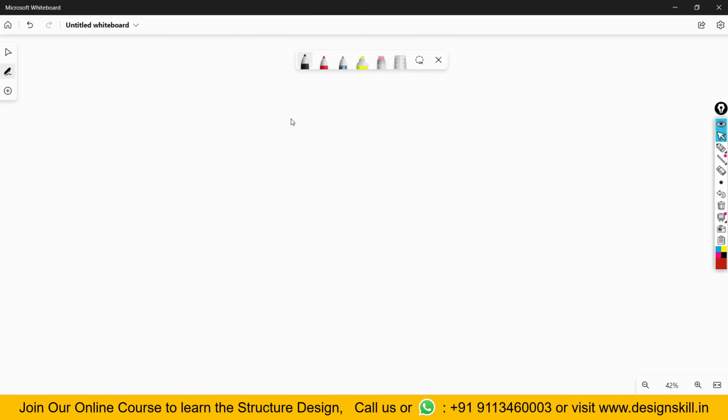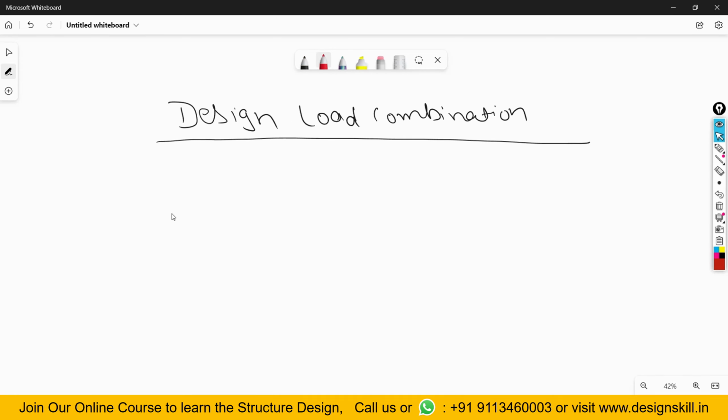I am going to write a topic name called design load combination. In this particular topic, we are going to look at what all the different load combinations are available in the IS code for designing the structural elements like beam, column, slab, shear wall, footings.